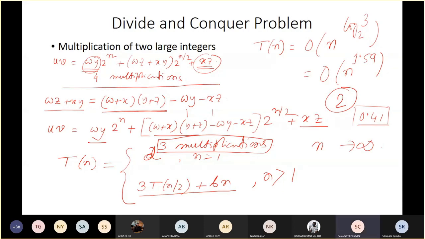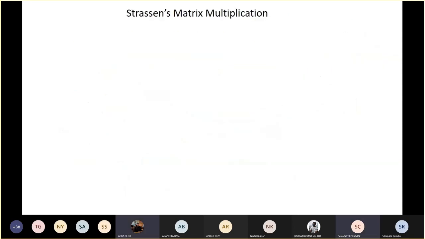I think this is a very simple example and simple algorithm. But still, if you have any doubt, please ask. No, sir. Okay. So let us go for the matrix multiplication algorithm.